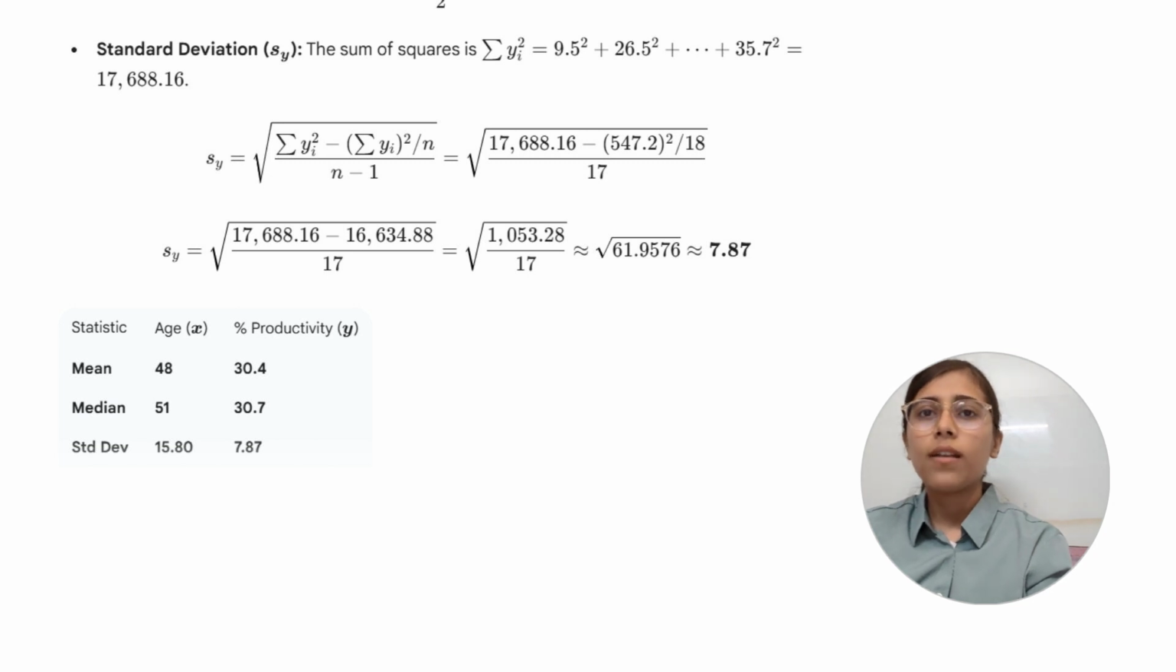So we can say that we have calculated the mean of age, which is 48, the mean of productivity, which is 30.4, the median of age is 51, and the median of productivity is 30.7. The standard deviation of age is 50.80 and the standard deviation of productivity is 7.87.